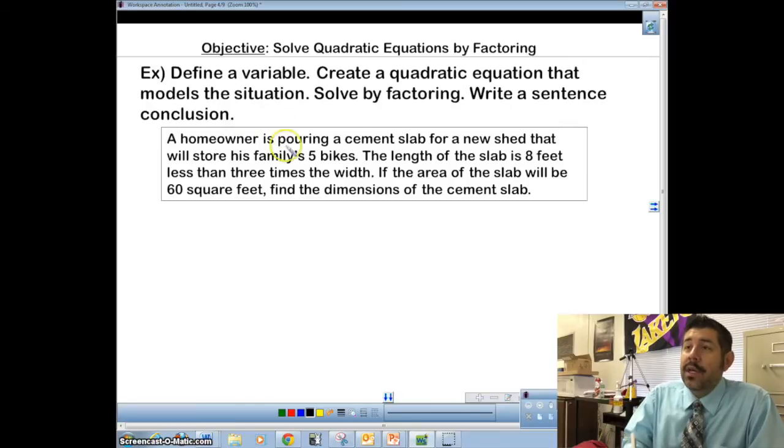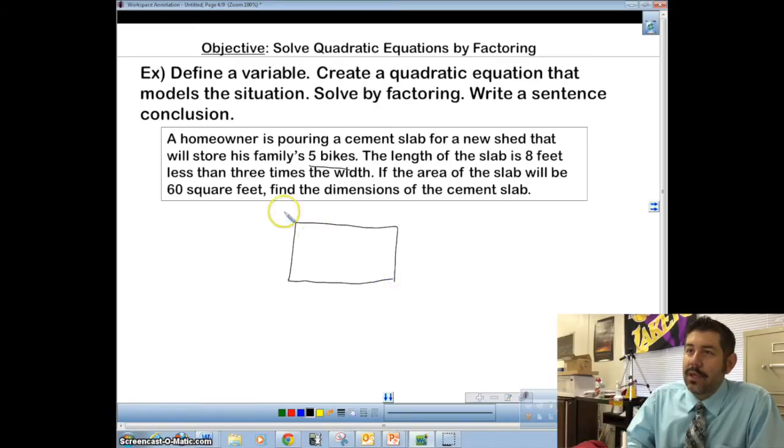The homeowner is pouring a cement slab for a new shed that will store his family's 5 bikes. That must be a big homeowner. The length of the slab is 8 feet. Okay, this is going to be a rectangular slab. The length is 8 feet less than 3 times the width.